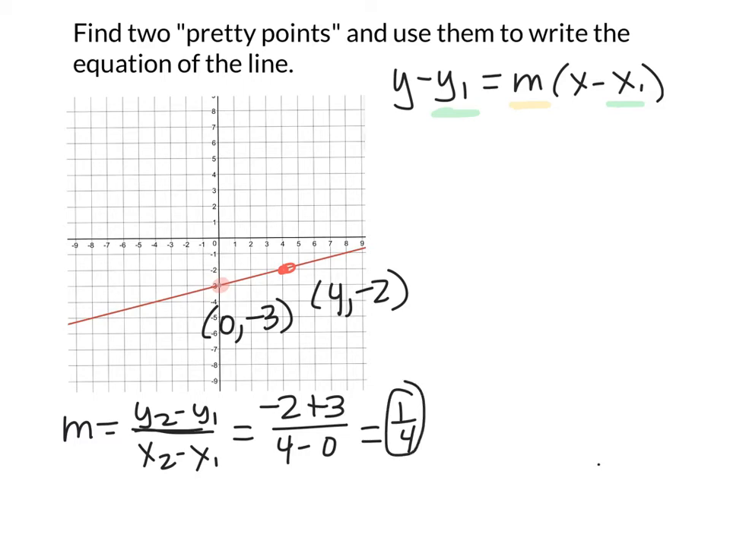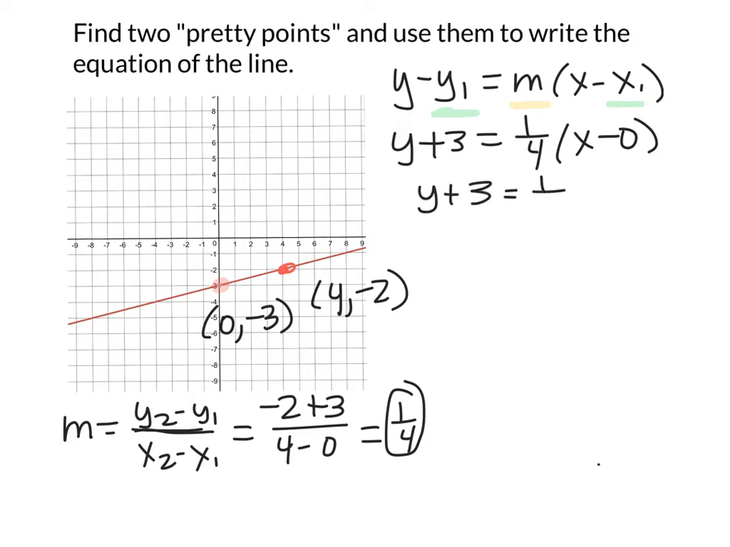Now let's pick either one of those points. It doesn't matter which one. I'm gonna pick this point, the 0, -3 for my x1, y1, and write the equation in point-slope form, and it would look like this. Y minus a -3, that's the same thing as y plus 3, is equal to our slope of +1/4 times x minus 0. Now, another way I could have written that, I just could have written y plus 3 equals 1/4 x. So that is one way to write the equation in point-slope form.